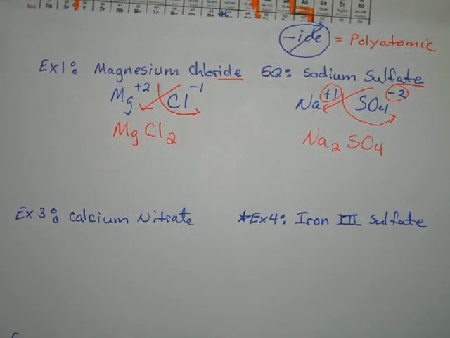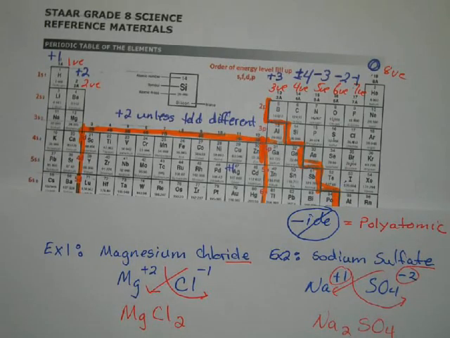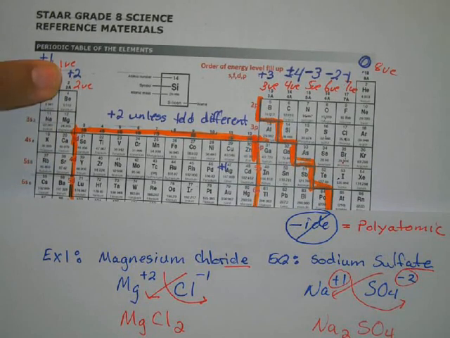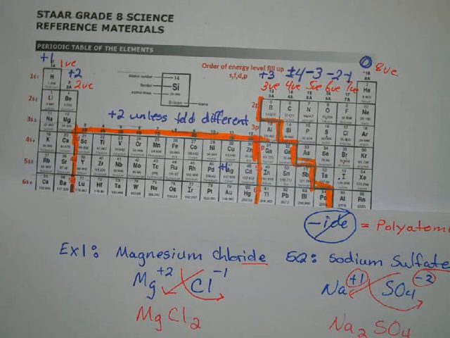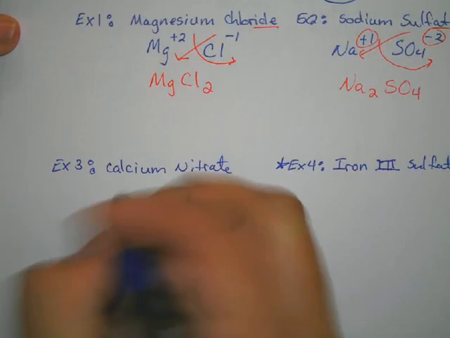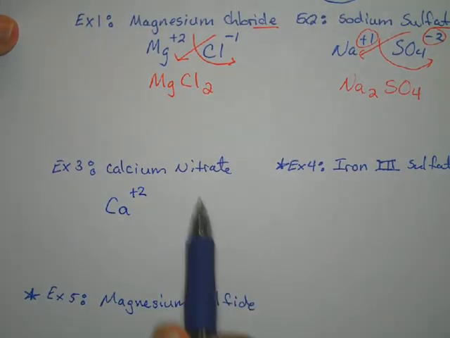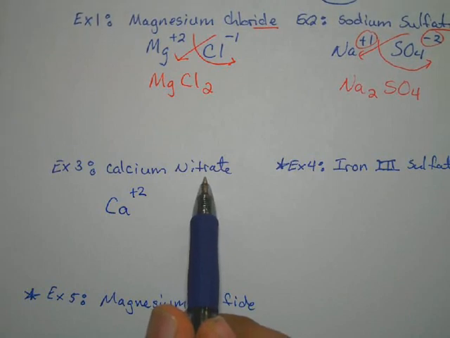Calcium nitrate. So let's look up the element calcium. Here's calcium right there. It has a +2 oxidation number, so I'm going to write that real quick. Calcium, Ca with a +2. So let's look at this nitrate. Is this a single element or a polyatomic? Does it end in "ide"?